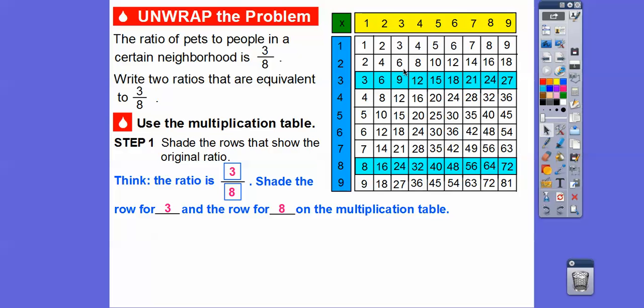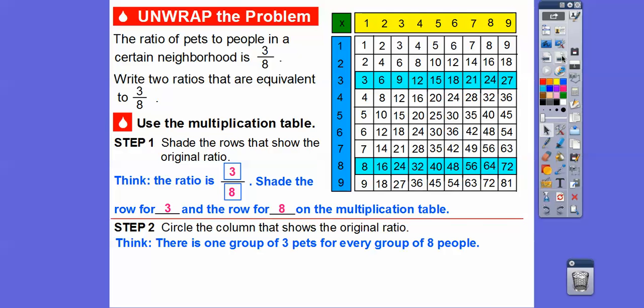3 times 5 is 15, the same ratio if I do it over 8 times 5, which is 40. So 15 over 40 is the same ratio as 3 over 8. In fact, 3 times 7 is 21, and 8 times 7 is 56, so 21 over 56 is going to be the same ratio as 3 over 8.